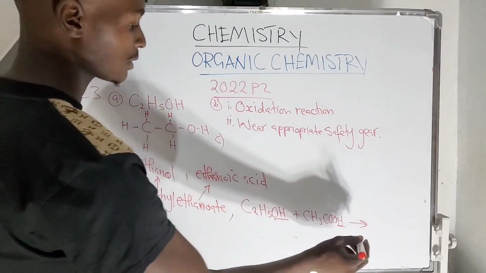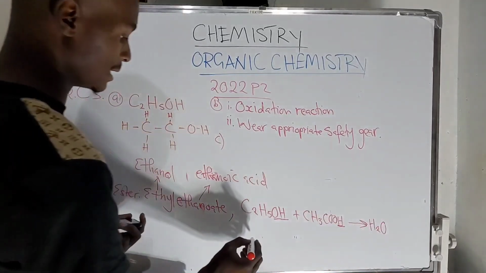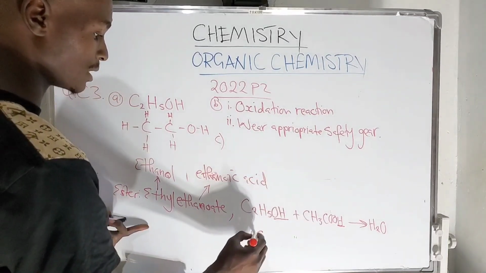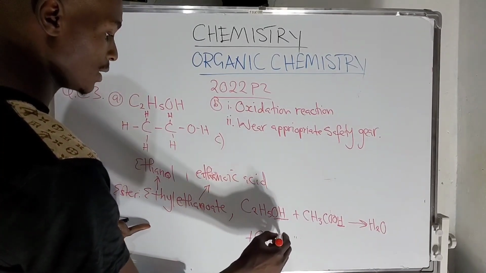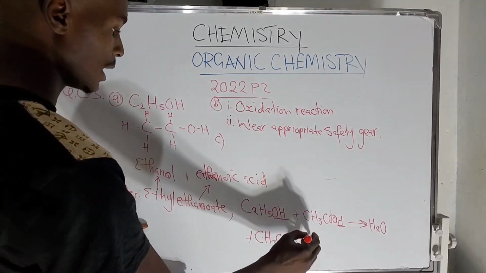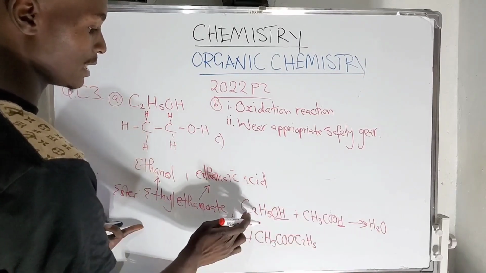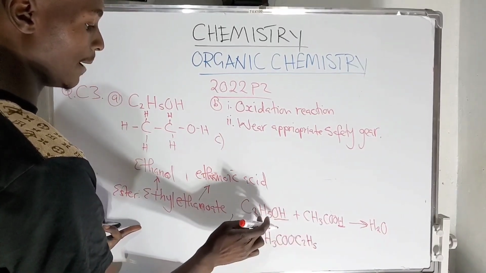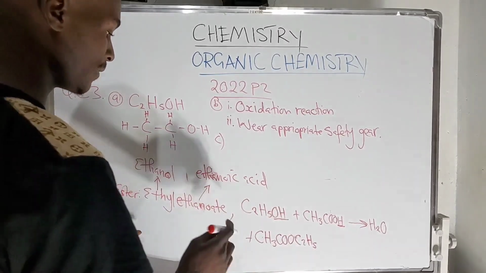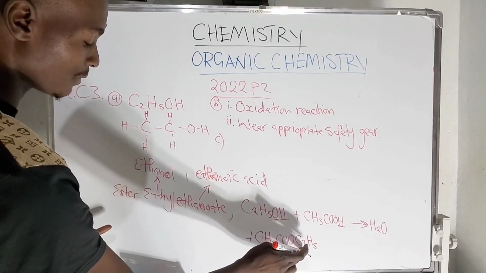So when this and this one react, what will be formed is water, and just join what is remaining. Let's start with the acid, which is CH3COOC2H5. So this one is for the carboxylic acid, and this one is for the alcohol. So this is the formula, which is further simplified as, how many carbon atoms do you have here?